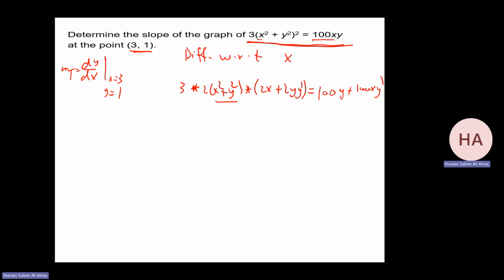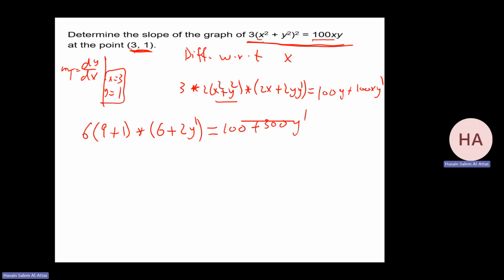Sometimes it's better to do the substitution right away, so you can get rid of x and y. You have only y prime, solve for it, and that's it, since I'm doing it at a point. So that will be 6 times x, which is 9 plus 1, times 2x, which is 6, plus 2y prime, equals 100 plus 100, no, not 100, 300 here, because x is 3, y prime.